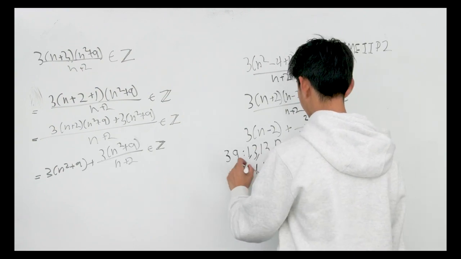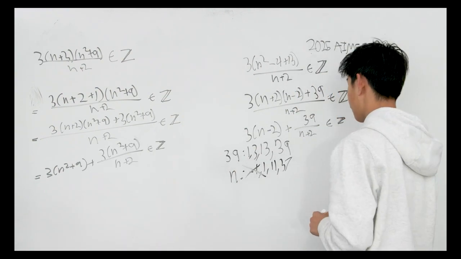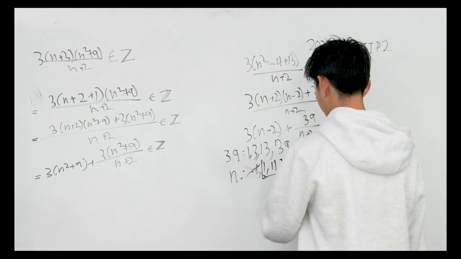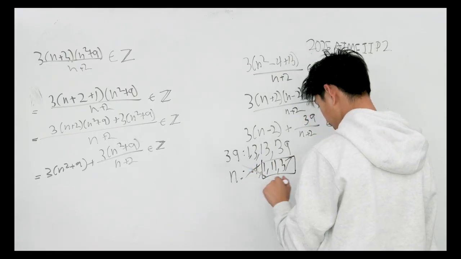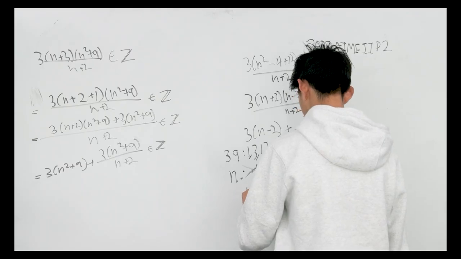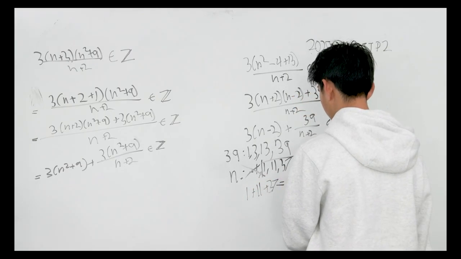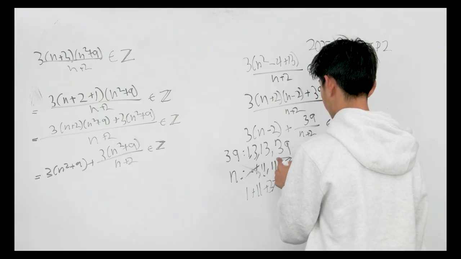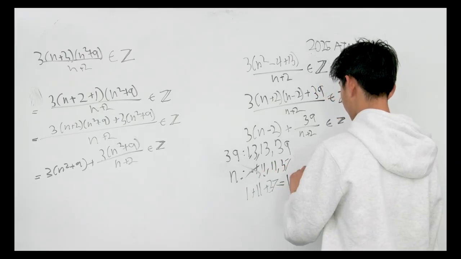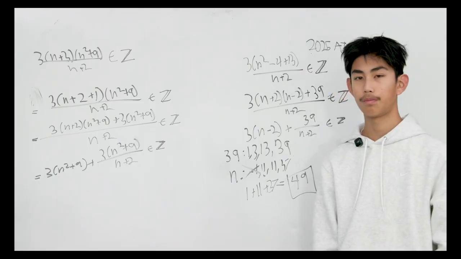We know that we can't have negatives because it has to be a positive integer. So we have 1, 11, and 37. So we want to find the sum, which is going to be 49. I don't know why I drew a box around that, but the sum is going to be 49, and that is our answer for this problem.